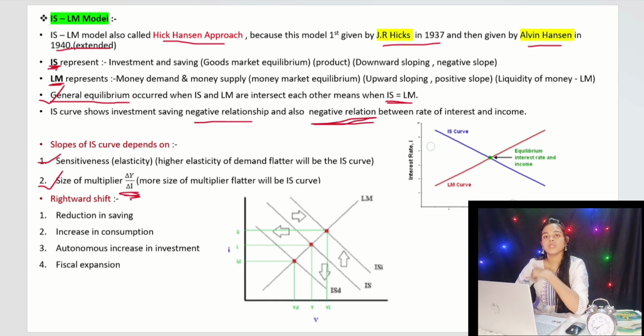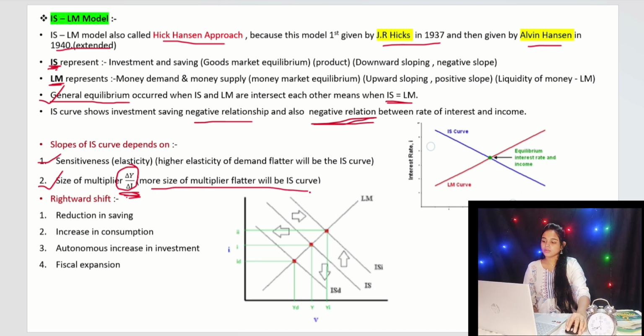In our previous videos, we explored the concept of the multiplier, a crucial tool for understanding economic growth and stimulus. For a quick refresh on the types and meaning of the multiplier, check out the link in the I button. Fine. So basically, it represents the proportional change in income resulting from a change in investment. Change in income by change in investment. So the larger the size of the multiplier, the flatter will be the IS curve.